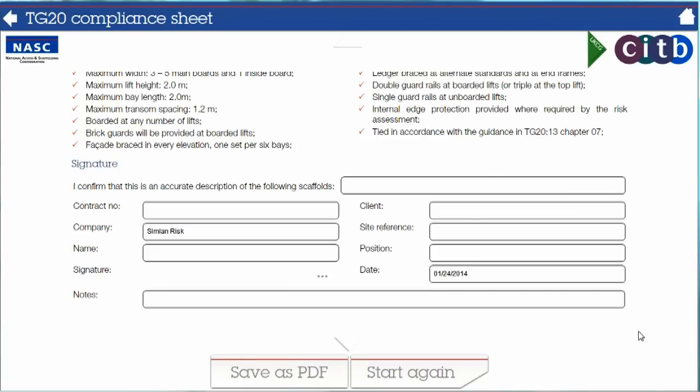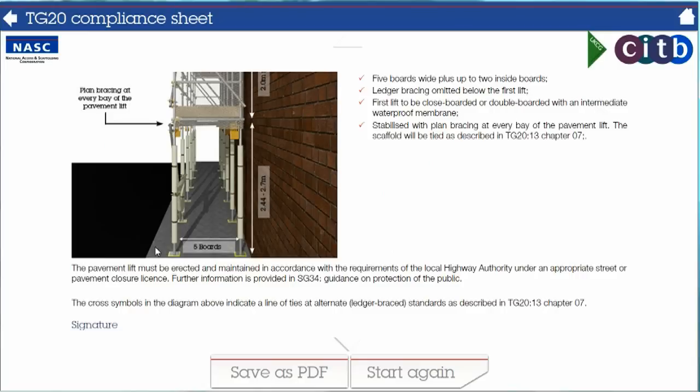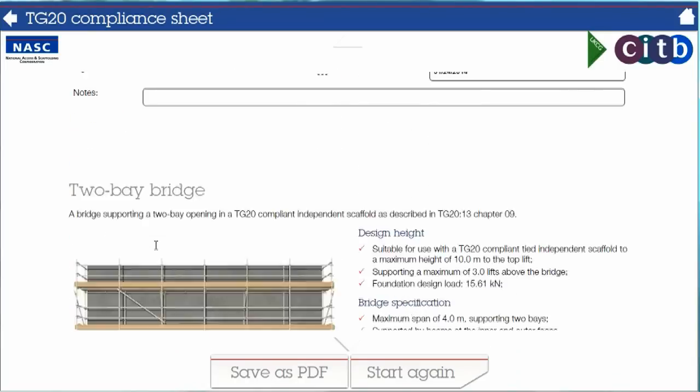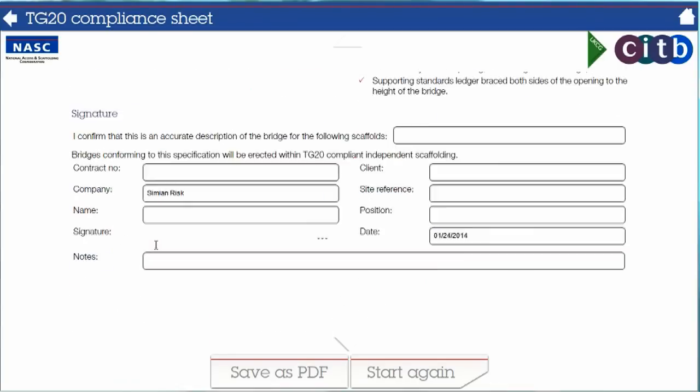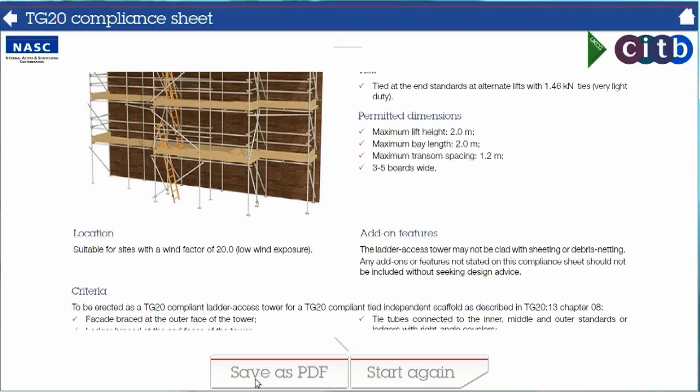Note at the bottom of the compliance sheet is a signature box. This can be completed by the scaffolding contractor and signed off as compliance for the scaffold that's required. Note there are additional compliance sheets for each additional element of your scaffold. These compliance sheets can now be saved as a PDF document.